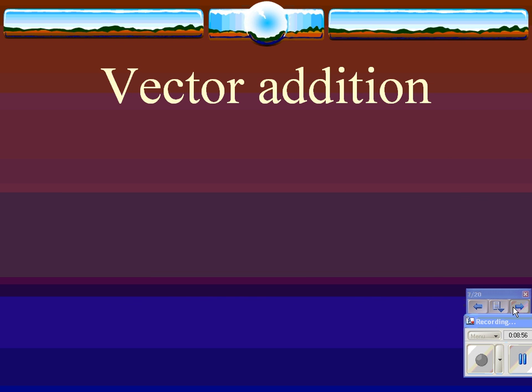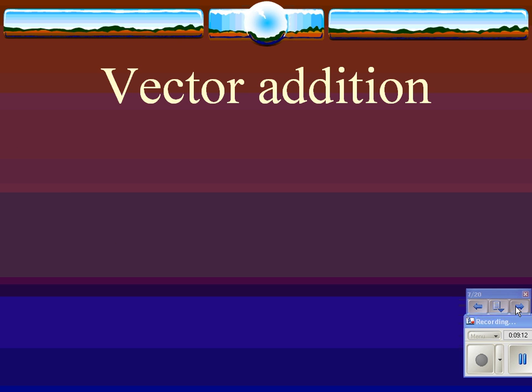Let's get into vector addition. How do we add vectors? Again, we just talked about earlier that you can't necessarily add them as you would add numbers arithmetically unless the vectors are in the same direction.